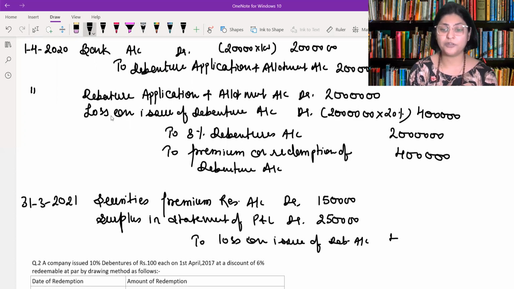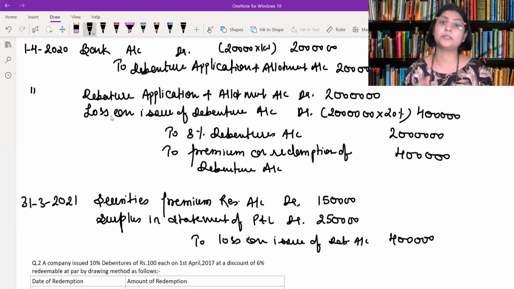Now over here, you have to be very careful that in no condition you are going to close this premium on redemption of debenture account, because this account will be closed when debentures will be redeemed. Okay, so in this question, what we have done is written off loss on issue of debenture in the year of issue itself. It is a capital loss and it can be written off from securities premium reserve, and because the balance in securities premium reserve was insufficient, the remaining was taken from the statement of profit and loss.